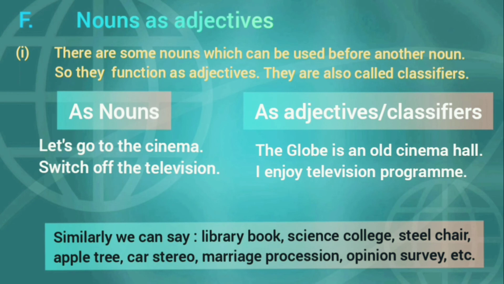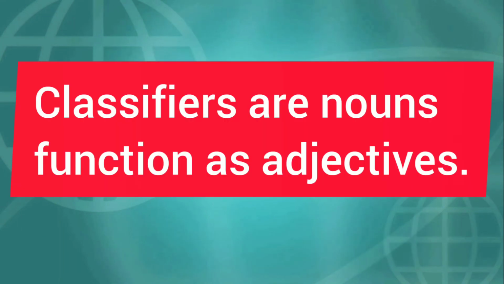Similarly, we can say library book, science college, steel chair, apple tree, car stereo, marriage procession, opinion survey, etc. So in these examples, the first words are nouns but used as adjectives. They are called classifiers. Classifiers are nouns that function as adjectives.